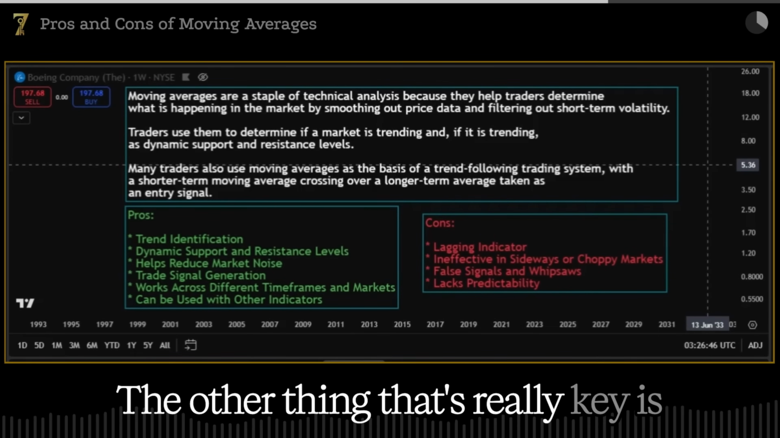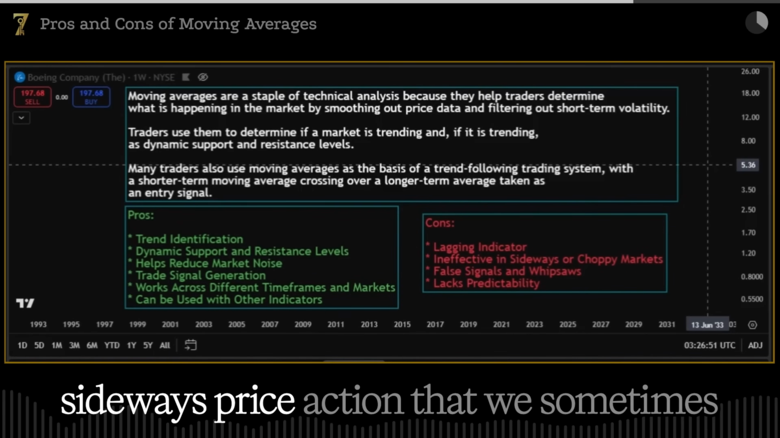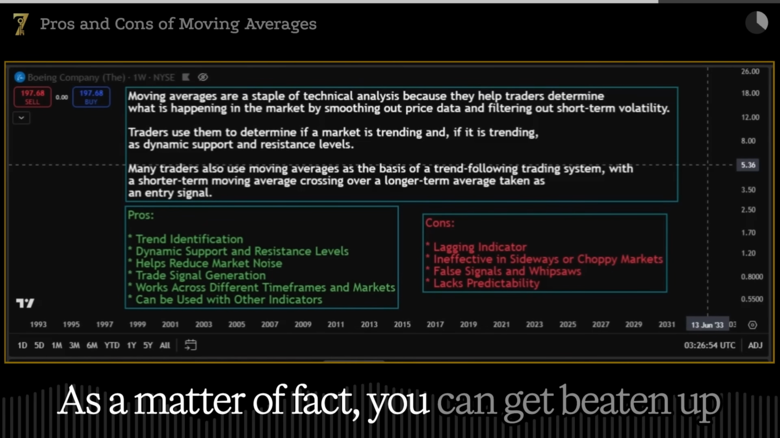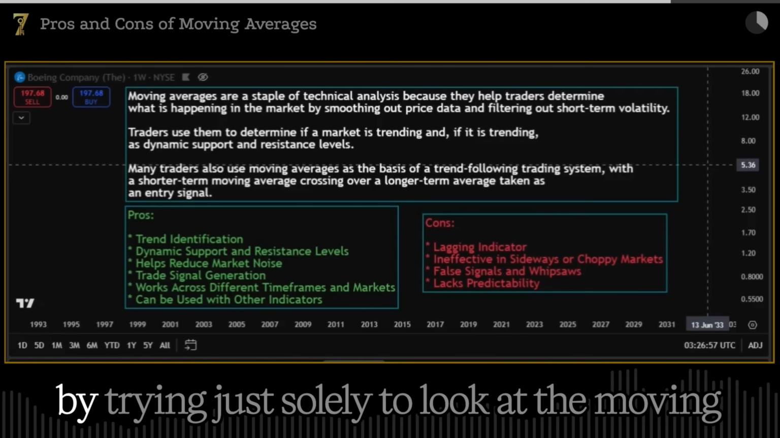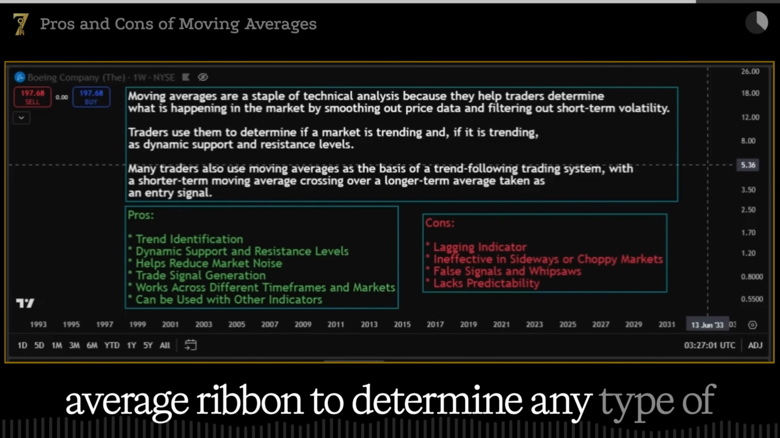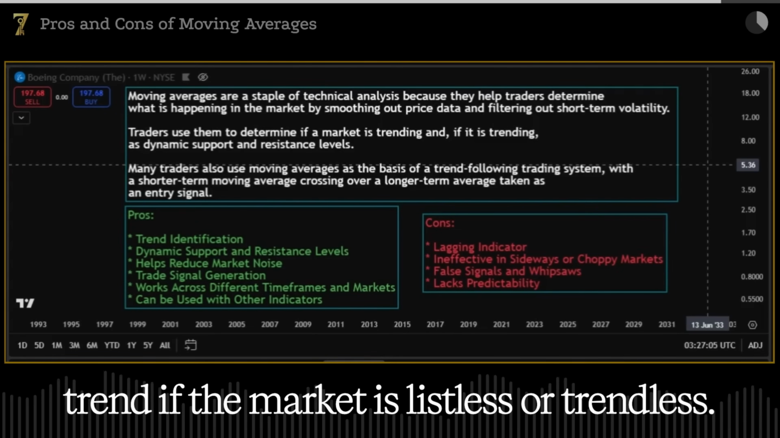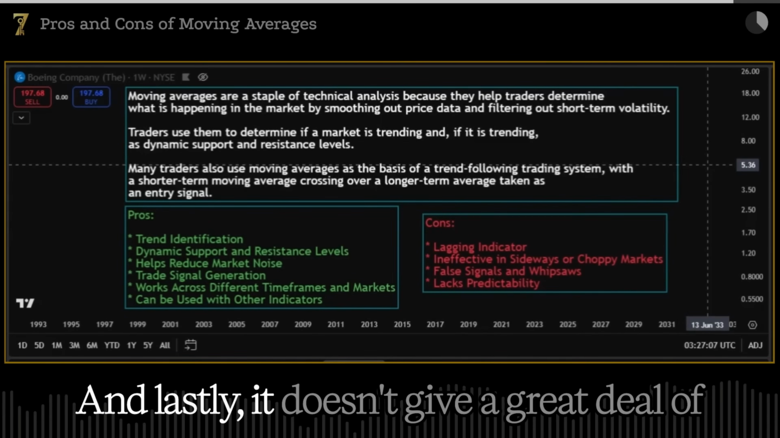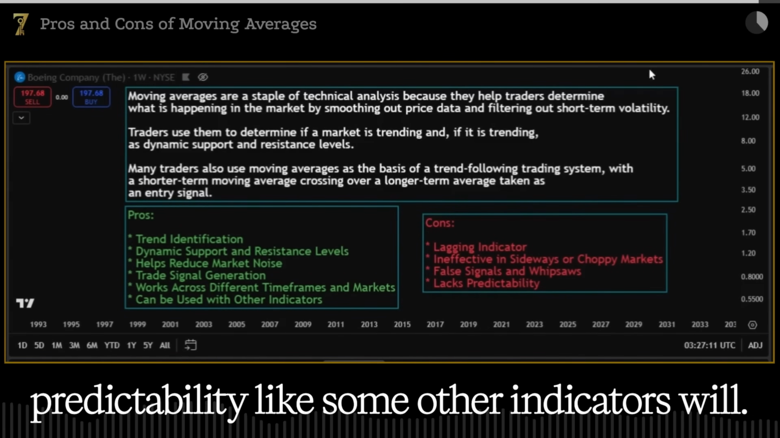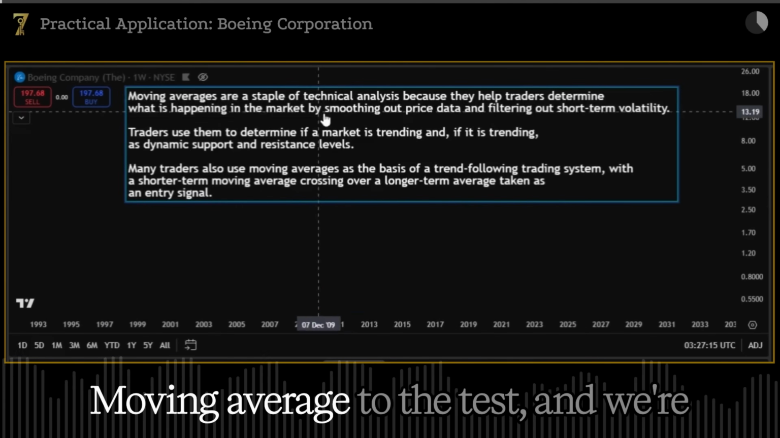The other thing that's really key is they're not great when you're seeing sideways price action that we sometimes refer to in the industry as chop. As a matter of fact, you can get beaten up by trying just solely to look at the moving average ribbon to determine any type of trend if the market is listless or trendless. And lastly, it doesn't give a great deal of predictability like some other indicators will. So let's put this actual moving average to the test.